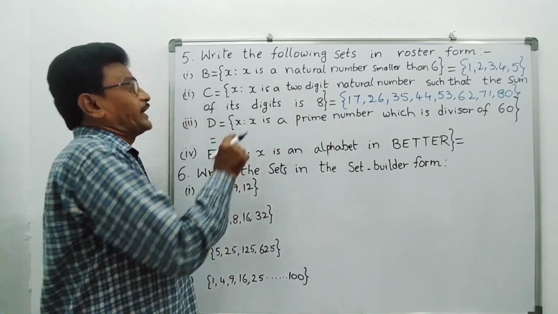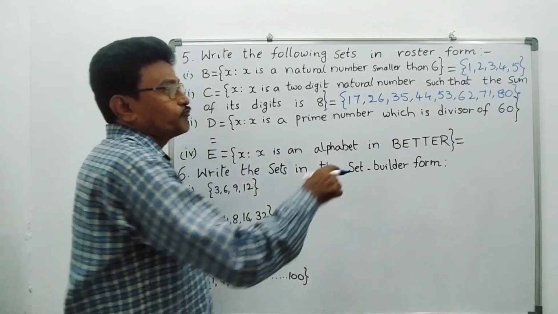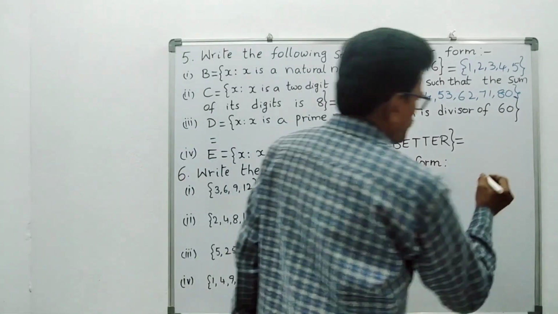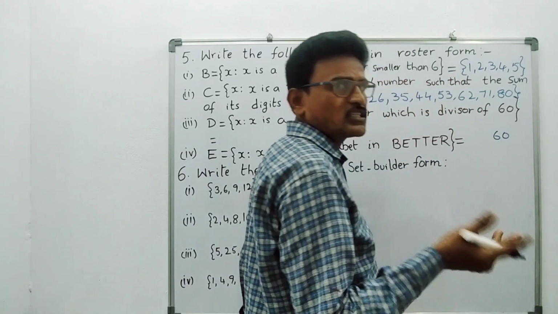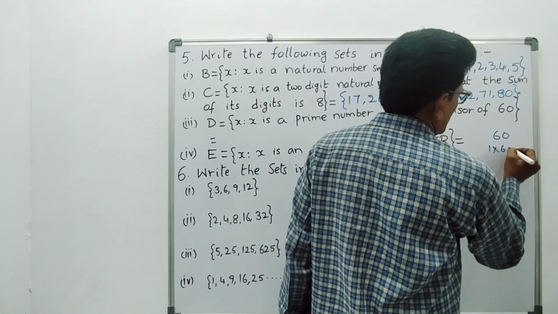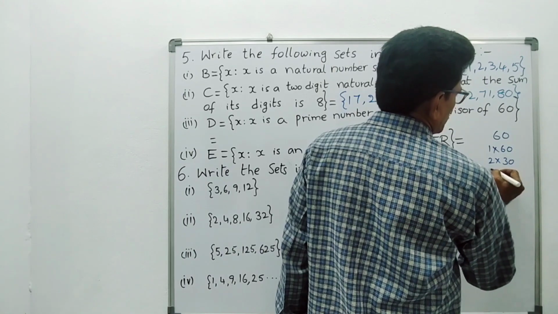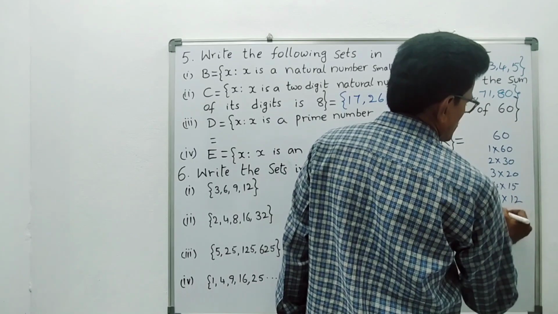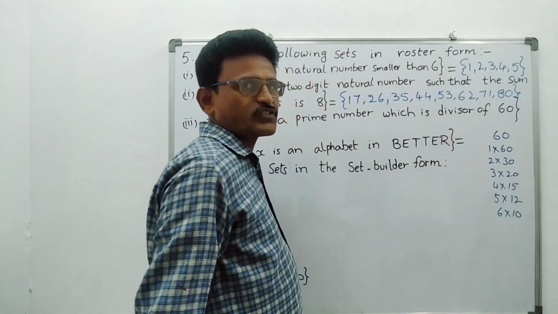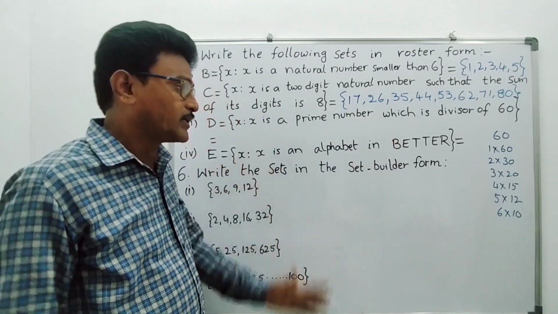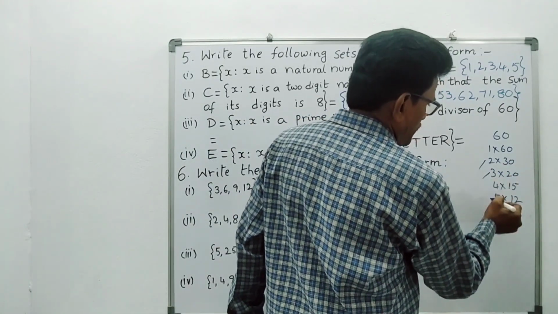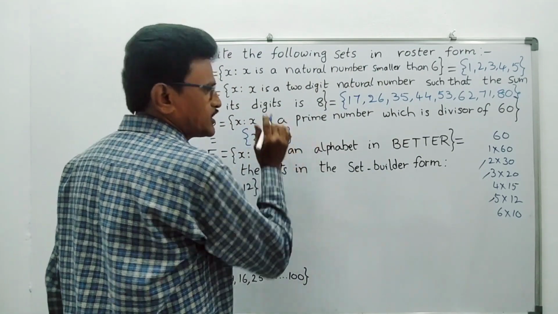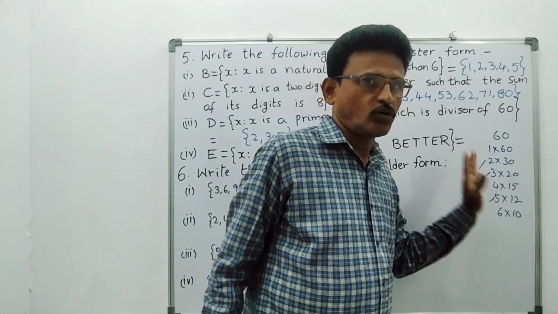Next, D is the set. X such that x is a prime number which is a divisor of 60. Which is a divisor of 60. Prime number we have to take. So first, what are divisors? Divisors means factors. Okay. 1 into 60, 2 into 30, 3 into 20, 4 into 15, 5 into 12, 6 into 10. All these are factors of 60. In that we have to select prime numbers. So 2, 3, 5. Okay, only these. So 2, 3, 5. These are prime numbers. Others are composite numbers. Don't write those numbers.